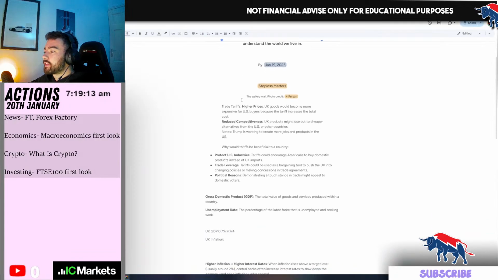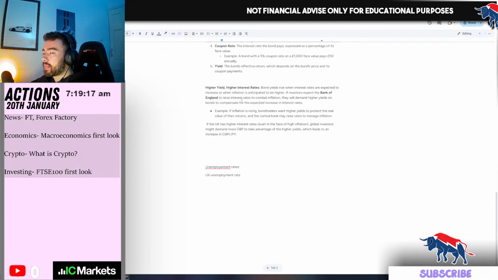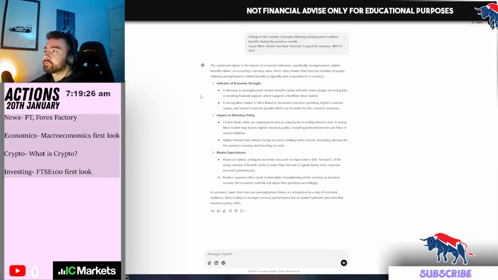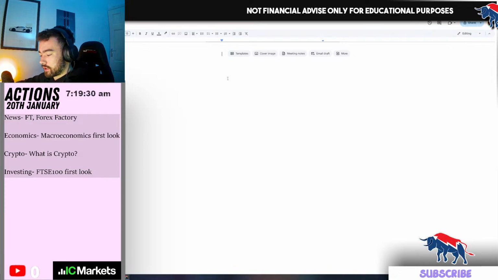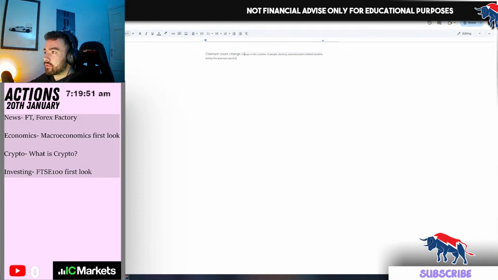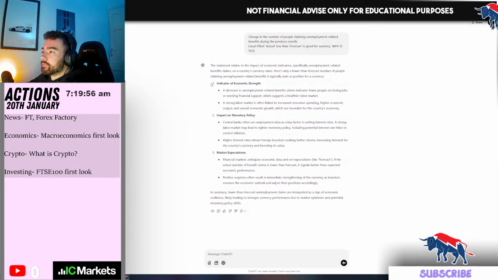And as I said, at the end of this week, I'll compile what we've learned and have it in nice sections, and that'll be great. So tab 2, we'll start on a fresh date. And we are looking currently at claimant count change. Very nice. So claimant count change is the change in the number of people claiming unemployment. So it's the difference. So why is it good for the currency? Because it indicates an economic strength, because it's a decrease in unemployment. A strong labour market is often linked to an increase in consumer spending, higher economic output, and overall economic growth. That makes sense, doesn't it? Because more people are working.